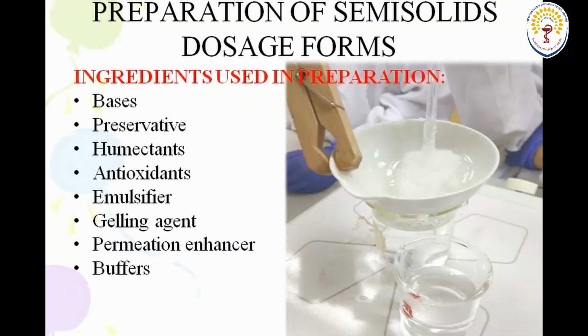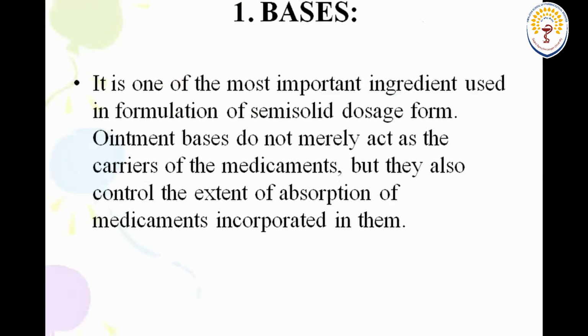Preparation of semi-solid dosage form. A well-prepared semi-solid dosage form should be uniform throughout. It contains no lumps of separated high melting point ingredients of the base, and is free from grittiness. These are the ingredients used to prepare semi-solid dosage form: number 1, base, preservatives, humectant, antioxidant, emulsifiers, gelling agent, permeation enhancers, and buffers. At first, come to the bases.